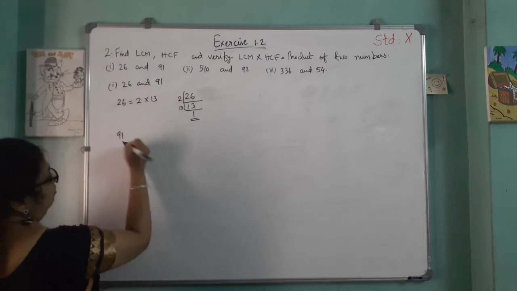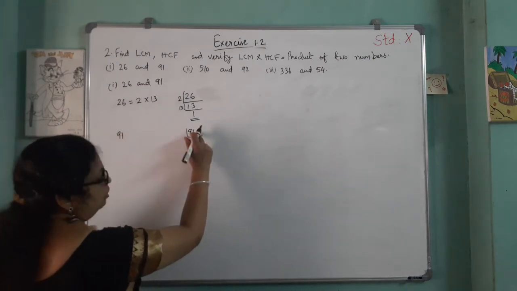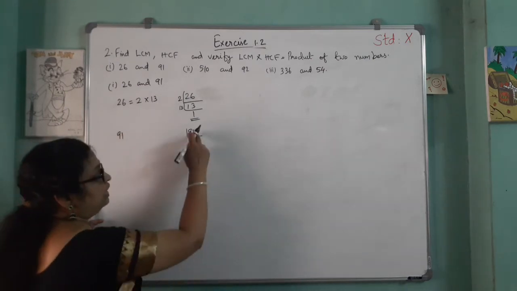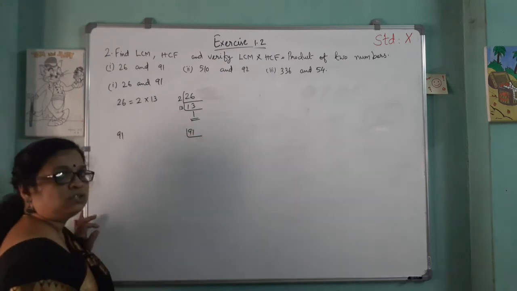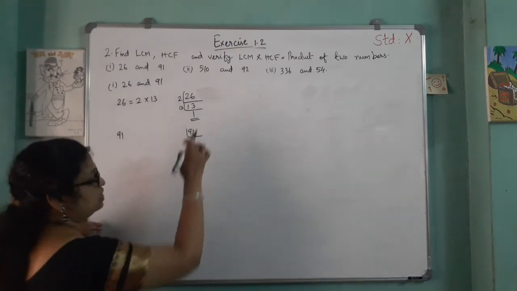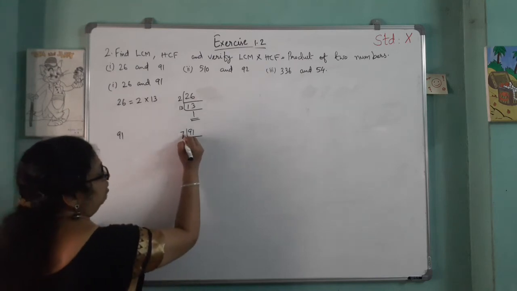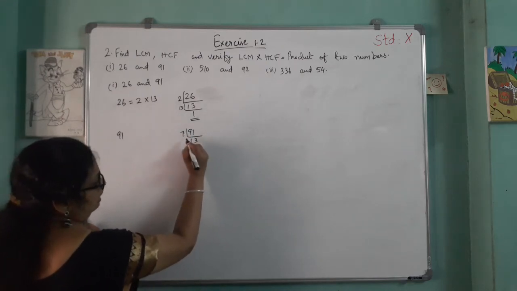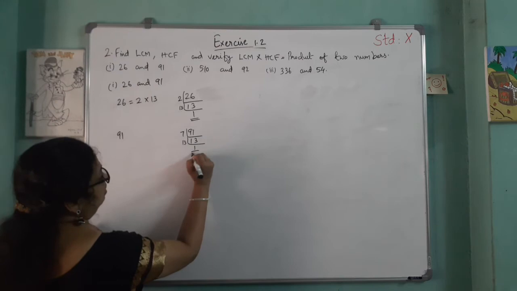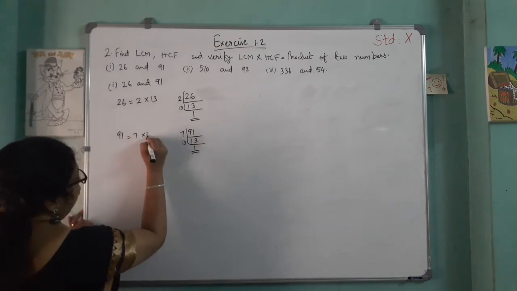Next 91. So 91, not an even number, so if 3 is going on, 3, 9 plus 1, 10, so 3 is not a factor, then 5 is not a factor, then 7, 1 times 7, 21, 3 times, again 13 a prime number. So we can write 7 into 13.